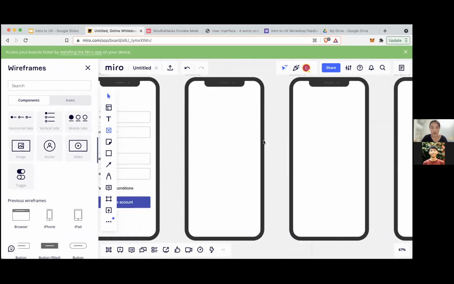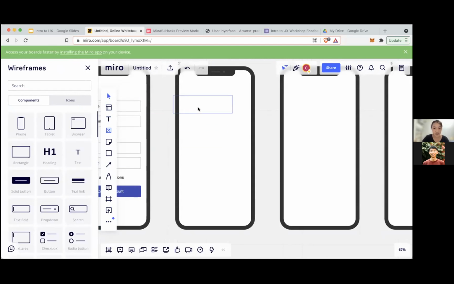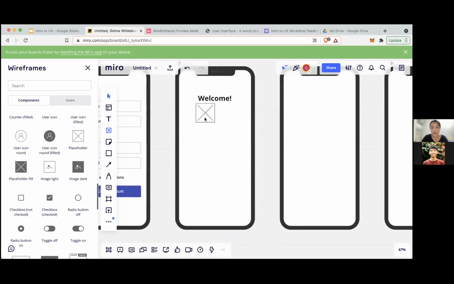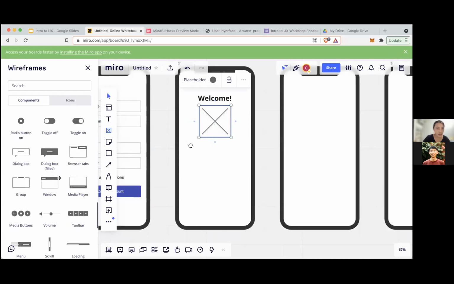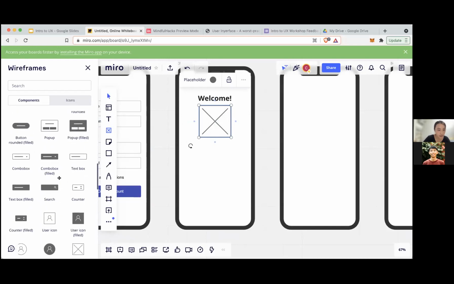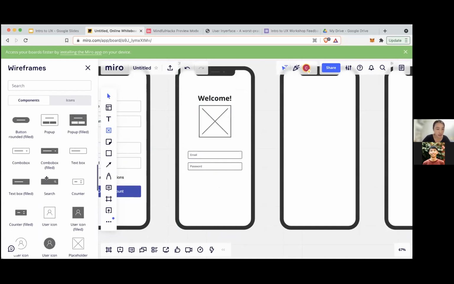So let's say we want to make a login screen. I will put in a heading, let's say welcome. And then I want to put a picture below the welcome, so this can be a representation of a picture. Then I want to put a text box to let people enter email and password, so I search for text box. Text box here, email and password. You are free to make the width of the text box wider if you want to. And lastly, we want a button that says login.